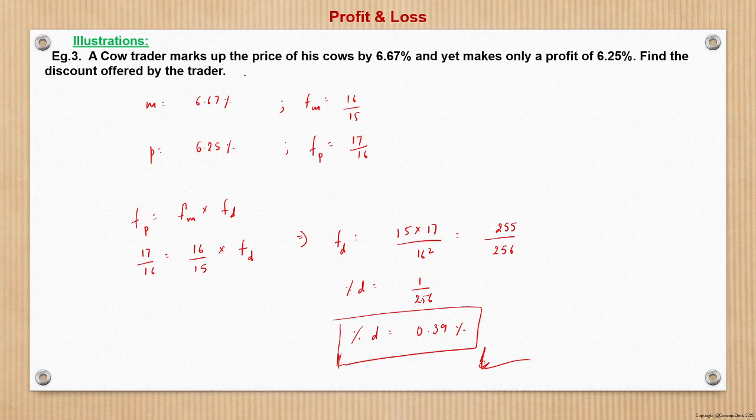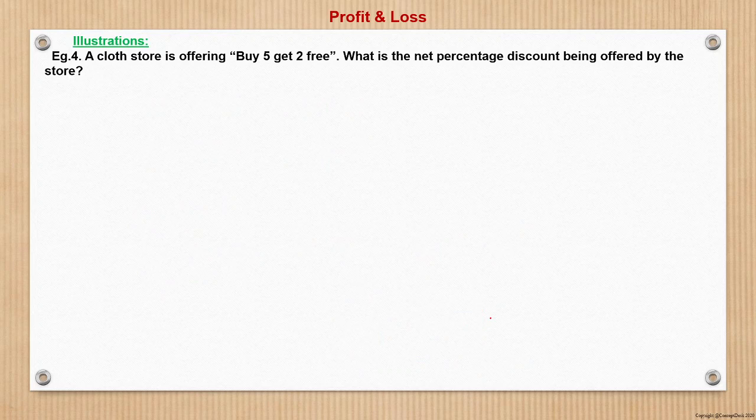I'm writing here in smaller steps all the variables so that the concept gets clearer and gets into your head. Otherwise we need not do anything, we can simply write this equation, and from here we can get Fd and the percentage discount. Now question 4 says that a clothes store is offering buy 5 get 2 free. What is the net percentage discount being offered by the store?